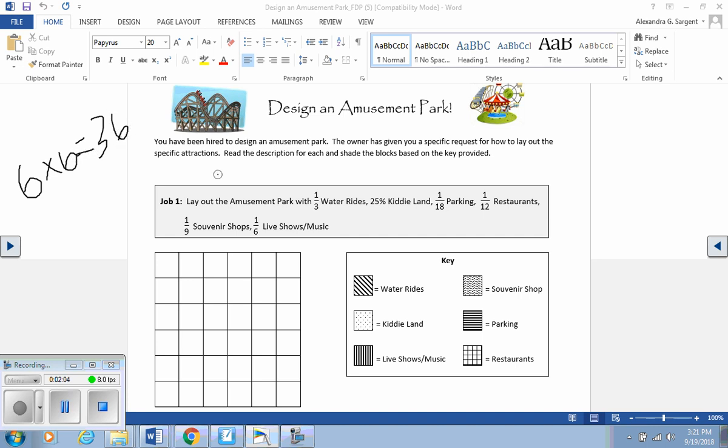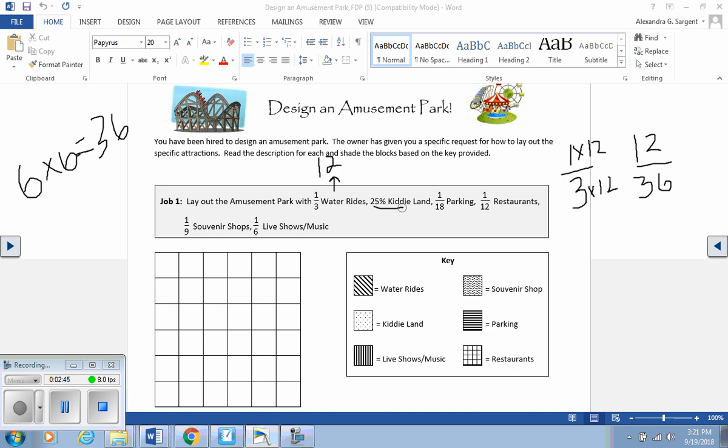When I know the total boxes, that makes my fractions a lot easier. So if we're looking at how many water rides there are, well, it's 1/3. And 3 is a factor of 36. So all I have to do here is make it an equivalent fraction. In order to get from 3 to 36, I multiply by 12. Whatever I do to the bottom of my fraction, I'm going to do to my top. So 3 times 12 is 36, and 1 times 12 is 12. So how many water rides are there going to be? Well, there will be 12, which means I'm going to shade in 12 boxes.